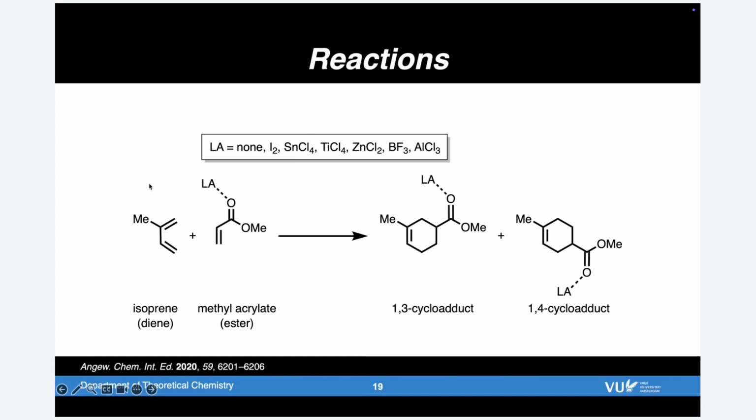So we decided to run with this Diels-Alder reaction of isoprene with our alpha-beta unsaturated methyl ester. And we wanted to study the effect of various Lewis acids. So we started with the uncatalyzed reaction just to have a baseline. And then iodine is a weak Lewis acid that's nowadays gaining a lot of popularity in catalyzing reactions, and some intermediate strength Lewis acids, and also the very strong aluminum trichloride Lewis acid.